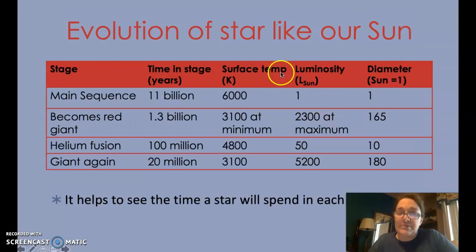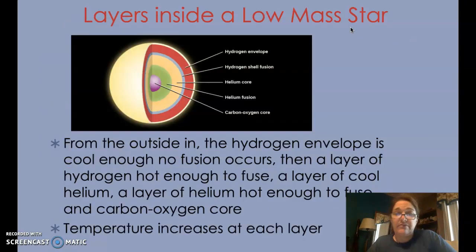So let's look at the times on this. Main sequence. Now this is for stars 2 solar masses or less. Main sequence, 11 billion years. That becomes a red giant, spends 1.3 billion years on that arc up. Hydrogen flash, and it takes 100 million years to drop back down. We're about to look at the chart again. And then another 20 million years in the second red giant phase.